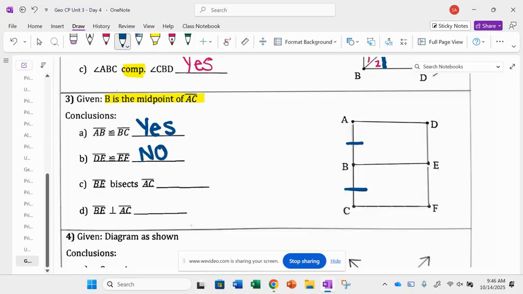Can we say that BE, so they're saying this segment bisects the whole segment AC. So we've got to remember, what does it mean to bisect? Split in two. But I'm not bisecting an angle, I'm bisecting a segment. So should I get two segments? Yes. Did I get two equal segments here? Yes. So this is true. Can I say that BE is perpendicular to AC, which means they make right angles? Anything say that there were right angles there? No. So we can't say that that's true. That's no.